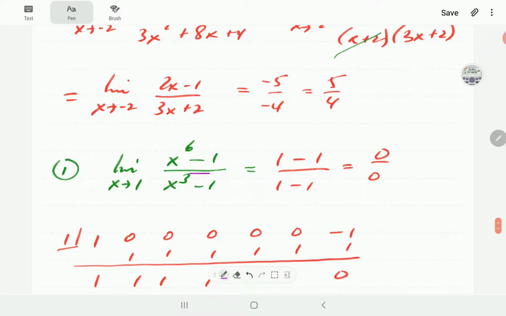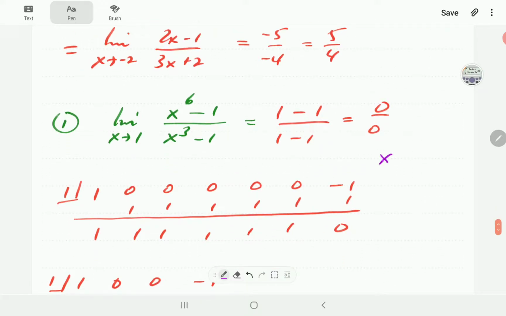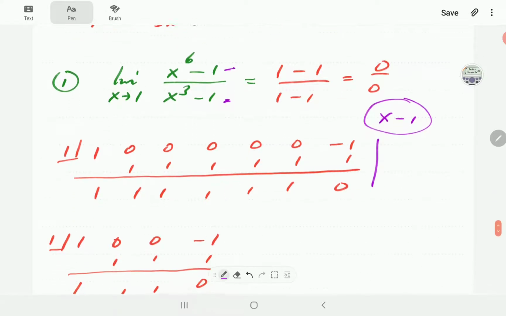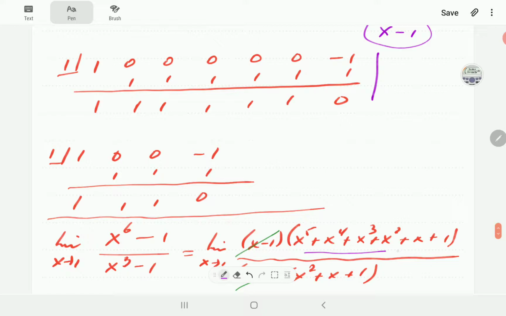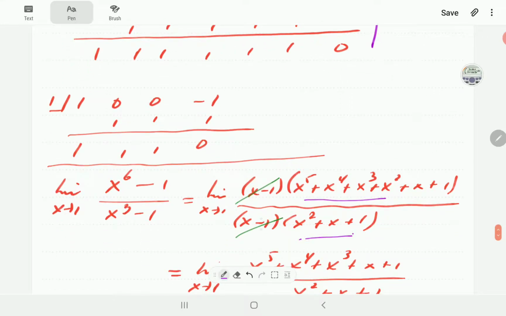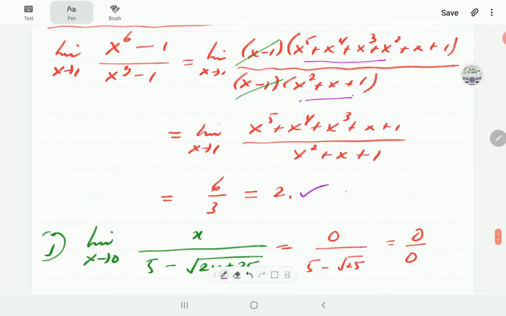In the next one, if we plug in x is 1, we get 0/0. So again, this time it means x minus 1 is a common factor. This time you can't factorize this using the theory of quadratics because these are not quadratics, so we just use our synthetic division and remainder theorem, and these are the two factors here, and then we cancel out the common factor and plug in x is 1 and find that the limit is actually equal to 2.